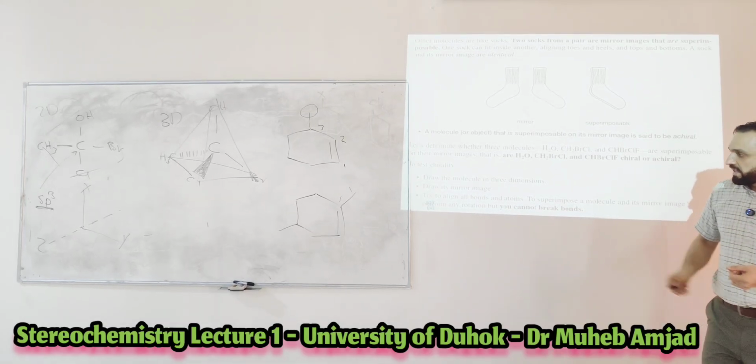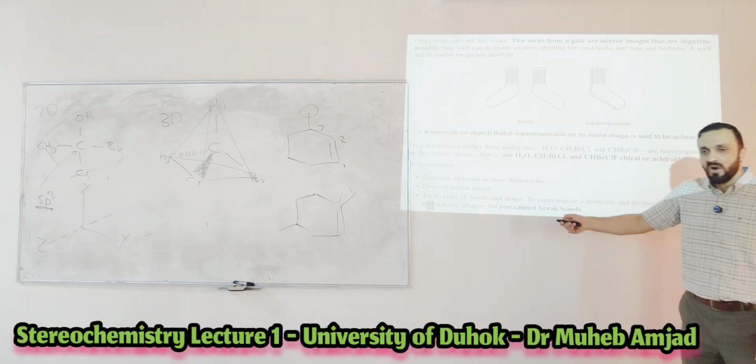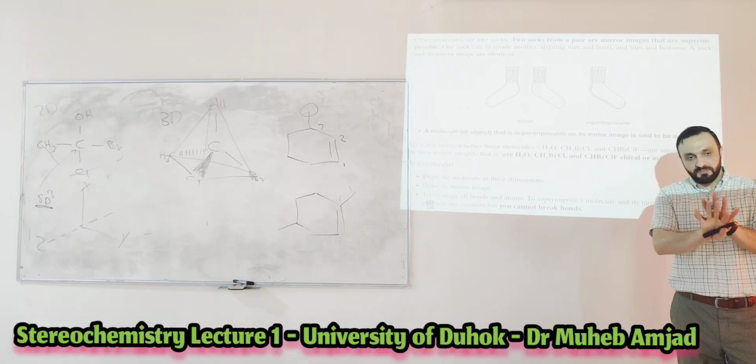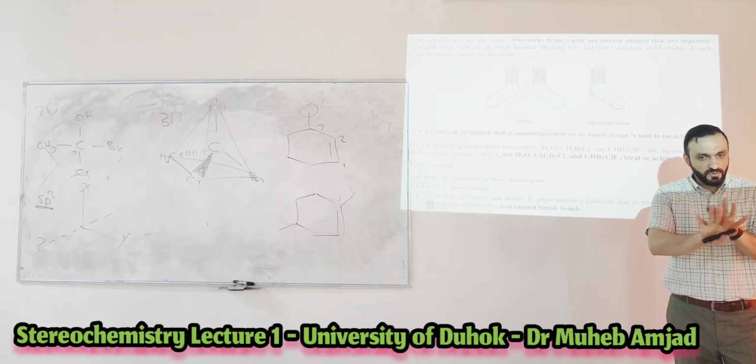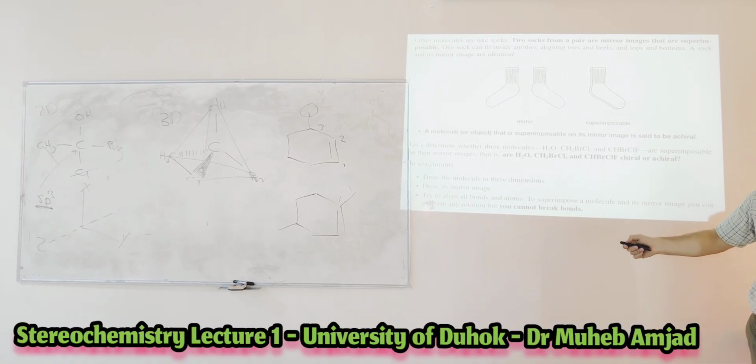This is step number two. Step number three, try to align all the bonds of the atom. Try to see whether the mirror images are superimposable or not superimposable to each other. To superimpose a molecule and its mirror image, you can perform any rotation, but you cannot break bonds.